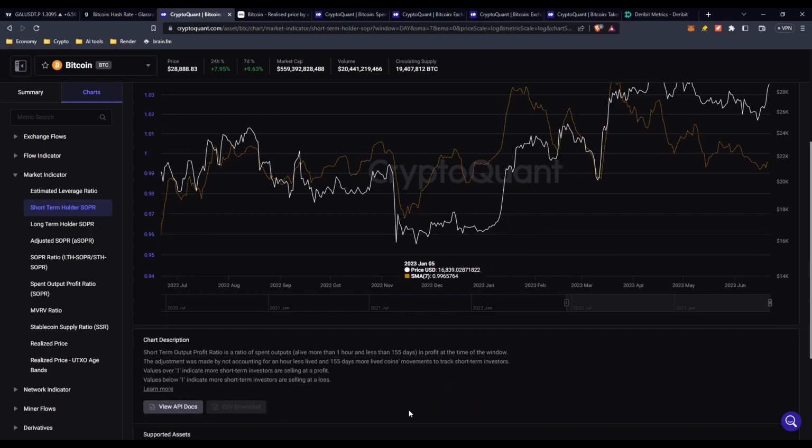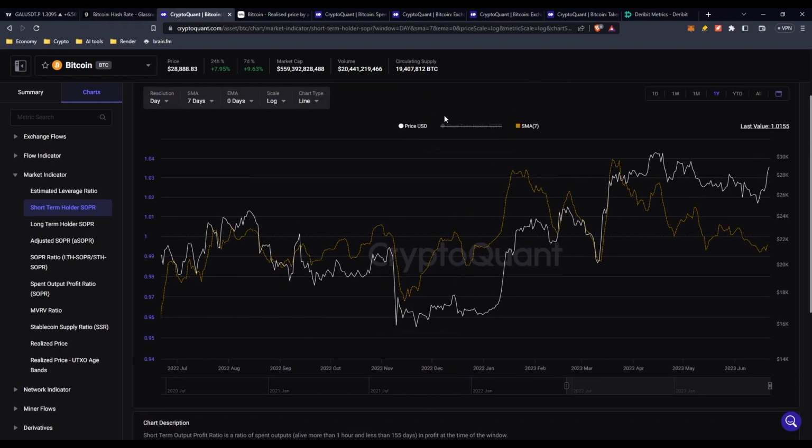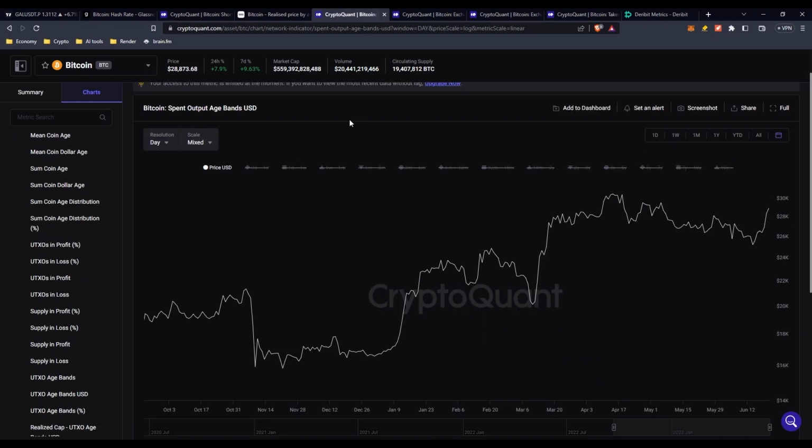If you consider the 155 days, they bought between the range of 20,000 to 29,000. If they're selling at a loss, that means that's not a good sign. There's so much fear, and the downturn trend might actually continue. There's another metric you can check.